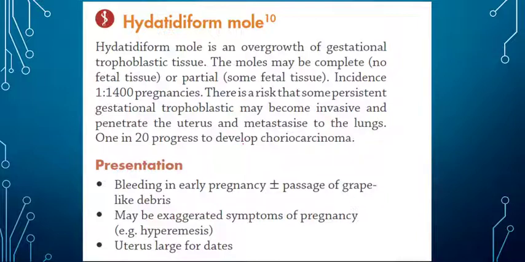A molar pregnancy patient will have very highly elevated beta HCG. And because the beta HCG is very high, they will have exaggerated symptoms of pregnancy. So they will develop hyperemesis gravidarum, a very severe amount of vomiting and nausea. And also their uterus will be larger for dates. So these are all the features of molar pregnancy.